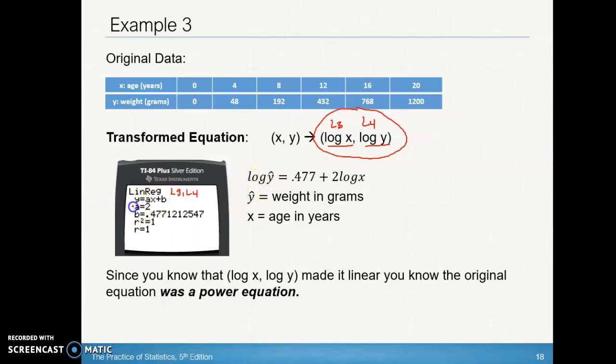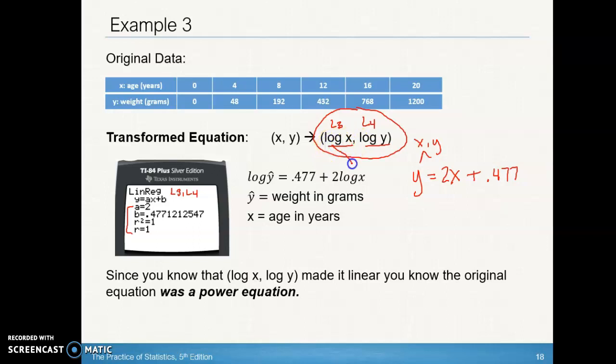You might look at this and say, oh, let me write my equation as y equals 2x plus my y-intercept, which is 0.477. But please be careful with that. Look at that and say, this is not correct. Why is this not correct? Well, the reason it's not correct is because I did not use x, y to write this equation. I used log of x, log of y.